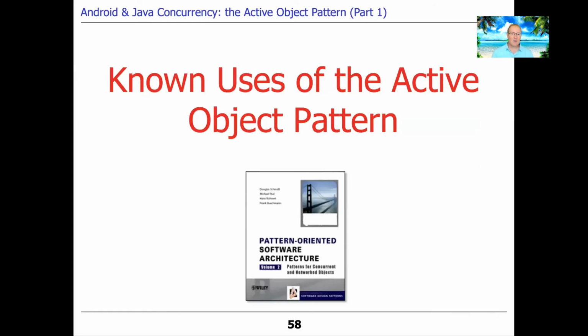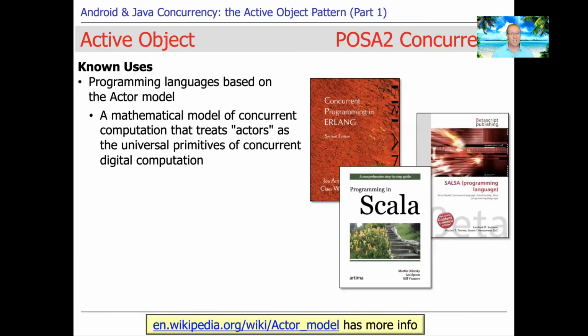So let's talk about some of the known uses of active object pattern in practice. So there's actually a whole family of languages and libraries that implement a formalism called the actor model. And this is a mathematical model of concurrent computation that treats actors or active objects as the universal primitives of concurrent digital computation. And there's a bunch of languages that support the actor model, Scala being one.